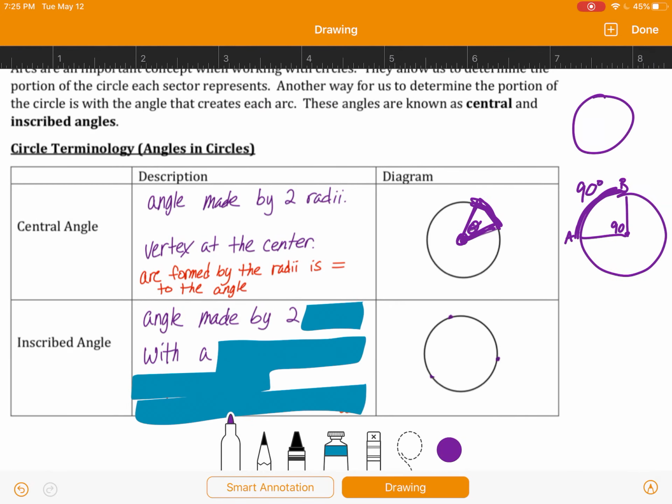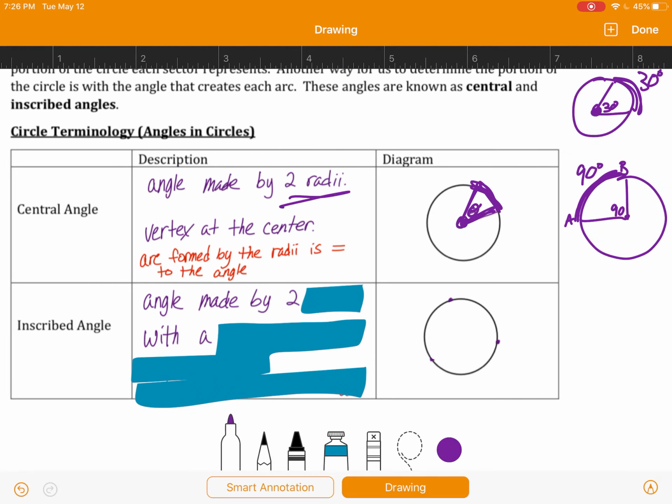Okay, if we had another example where we had 30, then this arc here is going to be 30 degrees. So that's always going to match if the two lines that we have meet in the center of the circle, if it's two radii. The alternative to this is if you have an inscribed angle.